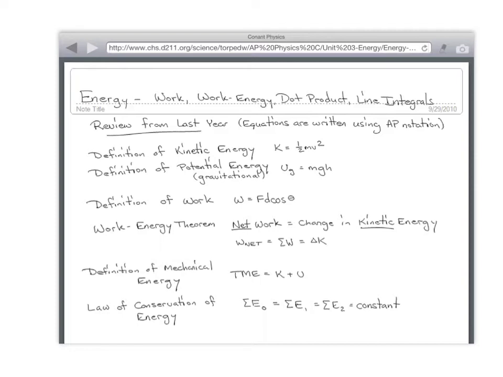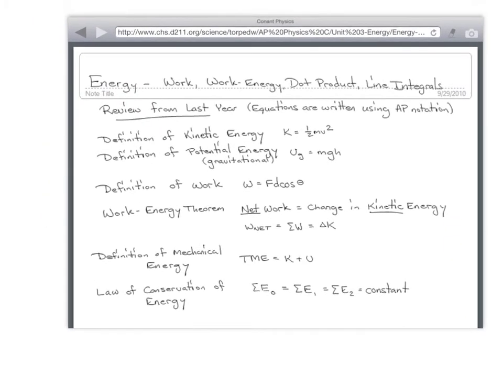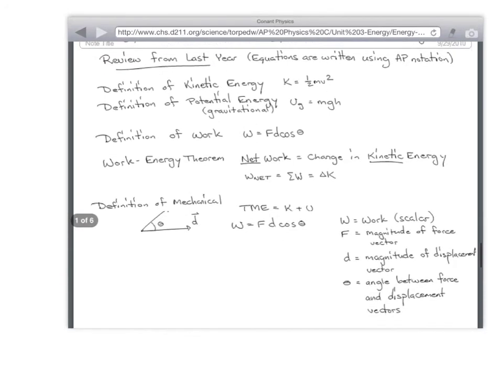And what's the net work being done if it's rolling at a constant speed? 0. You guys got all this? All right, cool. Law of conservation of energy, I think you guys know that. Most important law in the universe. Nothing's for free.